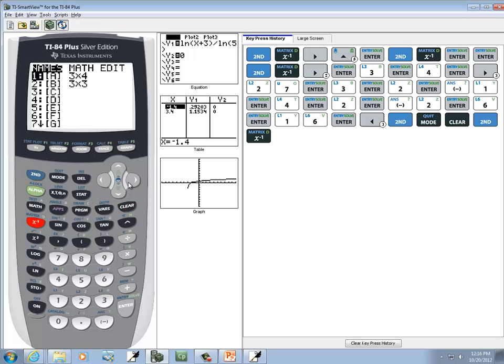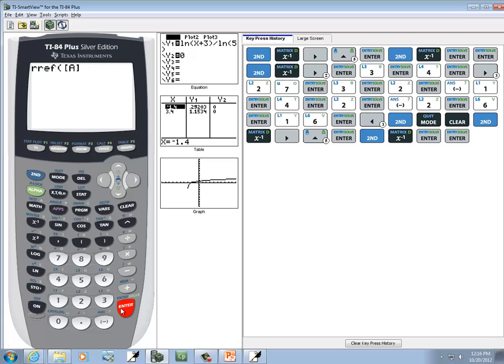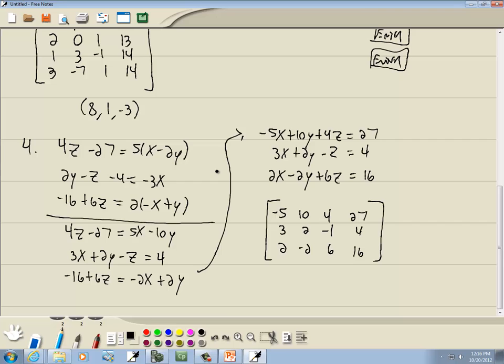Second, x and negative 1. Right arrow to math. Up arrow to REF. Enter on it. Go back to the matrix menu. Do enter on A and enter again. And I have the answers over here on the side, so that is correct. Our answer is 1, 2, 3.